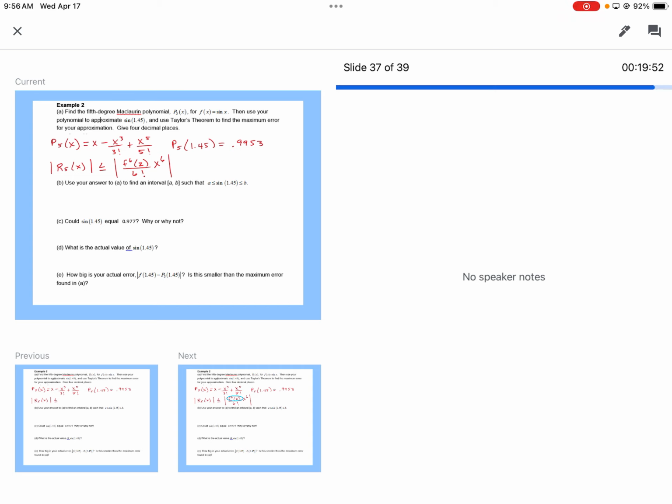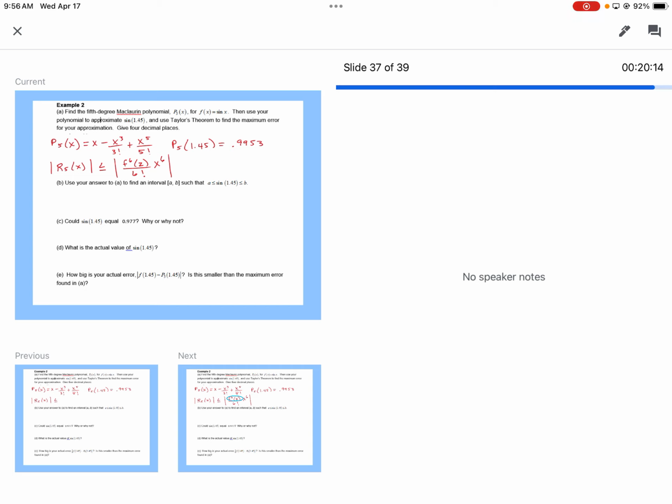Maclaurin. In Maclaurin, where are we centered? 0. All right. So that also counts as writing your formula down, because other than the n's, we haven't plugged in numbers to this yet, right? That's enough to do. Now, let's talk about that maximum 6th derivative.